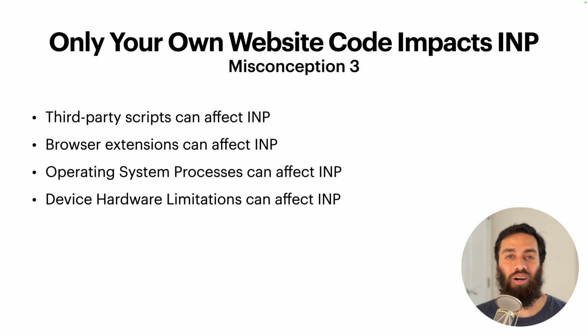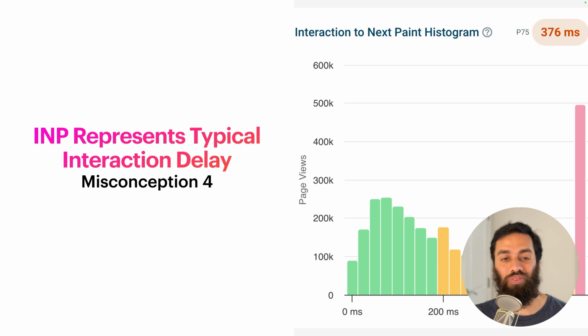Now, for a lot of these, you can't really fix these issues. If your users have slow browser extensions and slow device hardware, then so be it. What you can do is better mitigate against these problems by having a generally fast website where the main thread is kept available for as much as you can keep it available for, making sure your work is highly optimized, yielding to the main thread by doing small chunks of work and then allowing the browser to handle other interactions which might be delayed. Let's move on to misconception number 4.